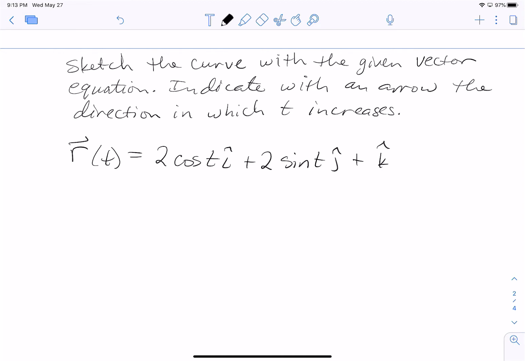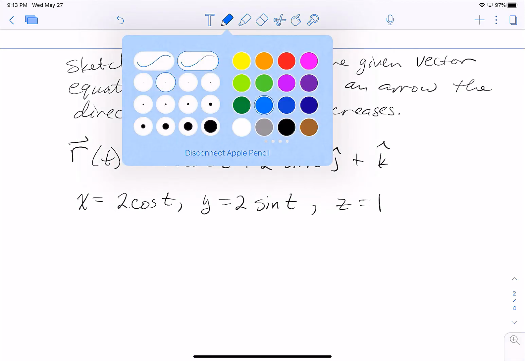In trying to understand a curve, sometimes it's useful to come up with parametric equations, and so I'm going to do that. x is equal to 2 times the cosine of t, y is equal to 2 times the sine of t, and z is equal to 1. We notice a couple of things. One of them is that x equals 2 cosine t and y equals 2 sine t represents a circle of radius 2 centered at the origin.